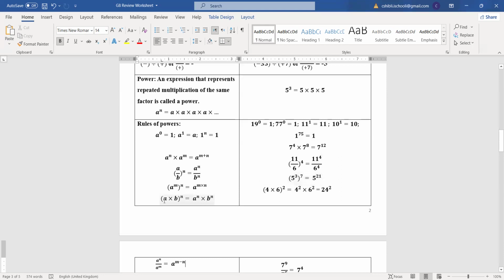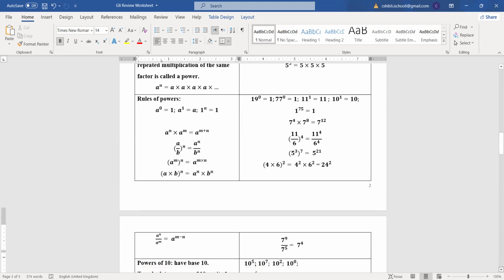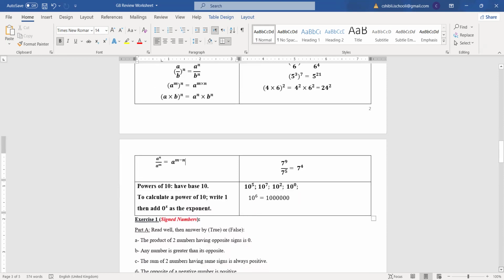The next rule: we are multiplying two different bases to the same exponent. Whenever you have times inside, the exponent outside can be given to the first term and the second term. So a to the power n times b to the power n. We cannot apply this if we have addition or subtraction inside. We only apply it whenever we have multiplication inside the parentheses.